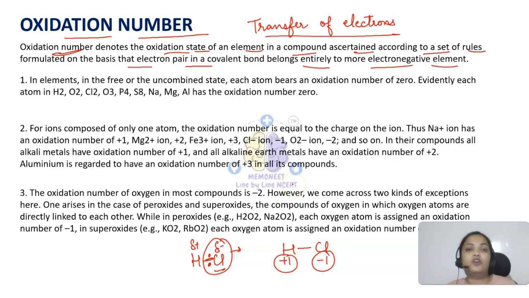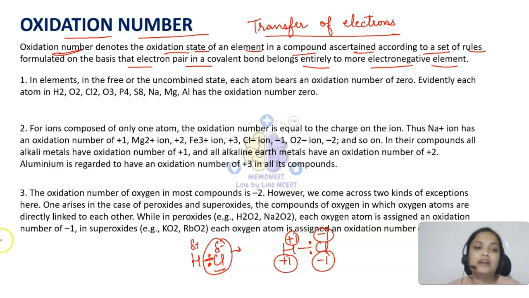but I told you that whenever we are talking about reactions, we consider complete transfer of electrons. So that is why in this case hydrogen will have an oxidation number of +1, because let's say it has lost one electron, meaning both the electrons are present with chlorine. So chlorine has one extra electron with it, so it will have a -1 charge.